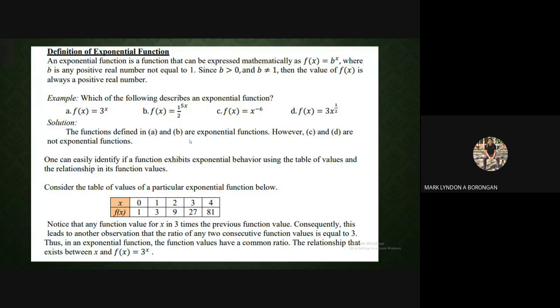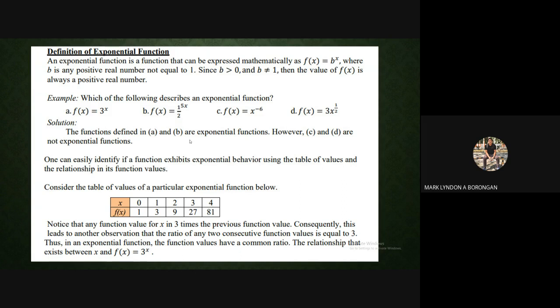An exponential function is a function that can be expressed mathematically as f of x is equal to b to the power of x, where b is any positive real number not equal to 1. Since b is greater than 0 and b is not equal to 1, the value of f of x is always a positive real number. So we have some examples.